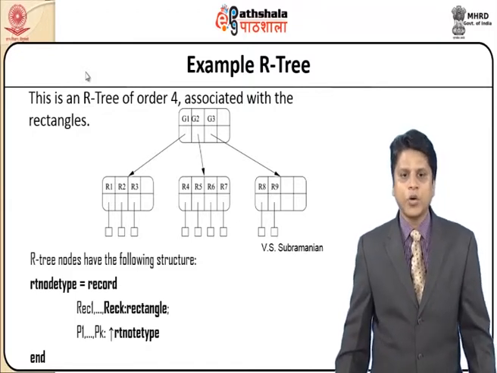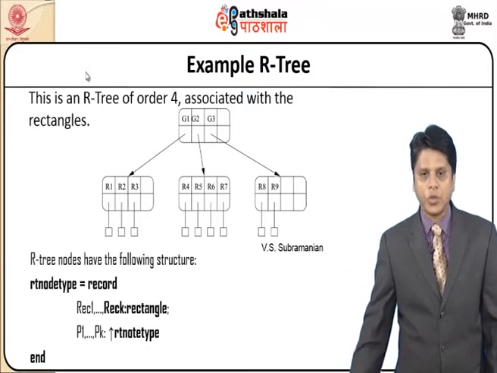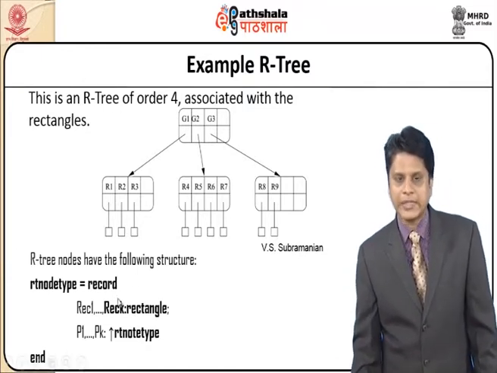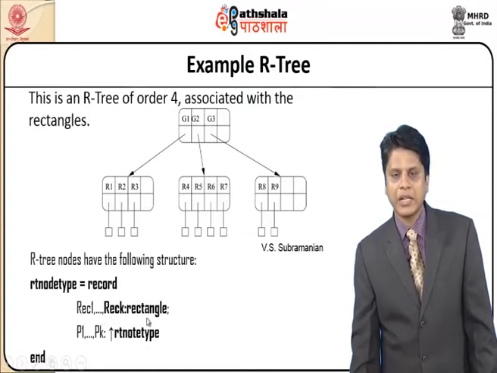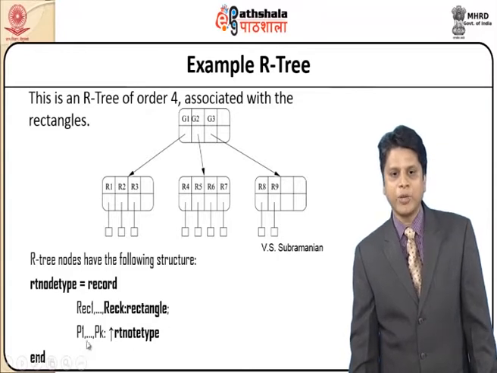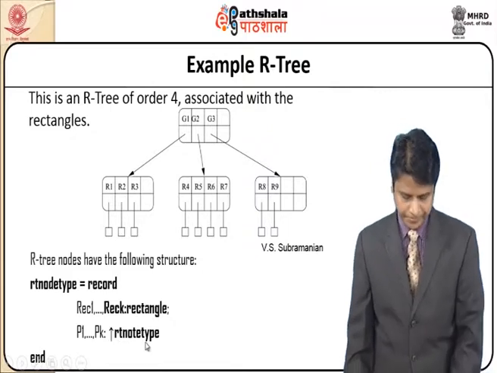R tree nodes have the following structure. The R tree's node type is assigned as a record, and we have rectangle 1, rectangle 2 up to rectangle k, which are specifically mentioned as rectangles, and P1, P2, P3 until Pk are the pointers of the R tree's node type.